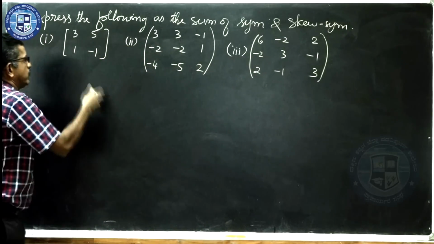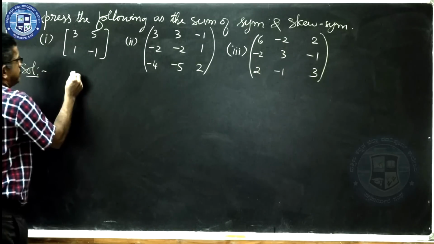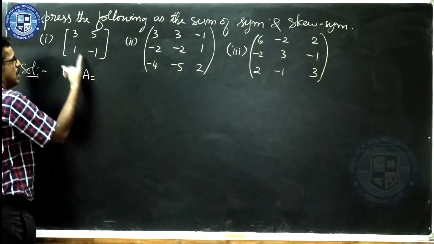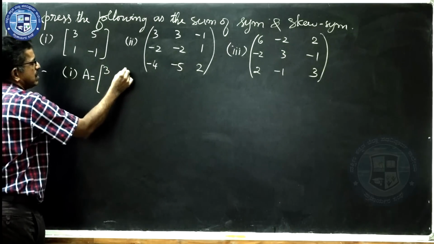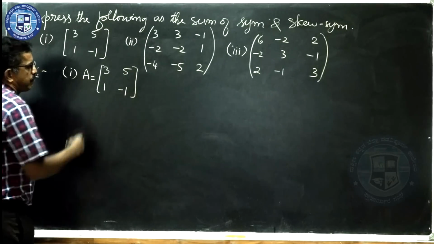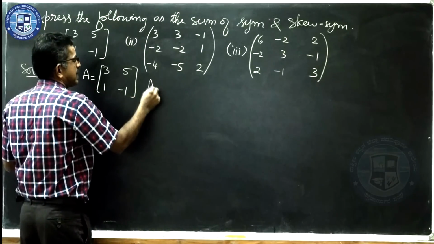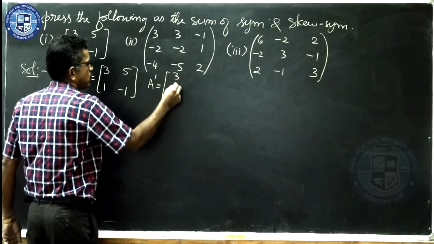I'll begin with the first question. Okay, question number 1. Solution. I'll take the given matrix. What is the given matrix? 3, 5, 1, minus 1. Will you be able to tell me what is A dash, the transpose of this matrix? Change rows into columns.